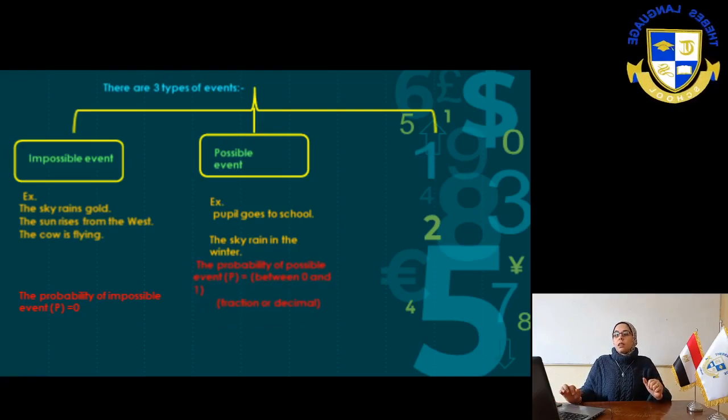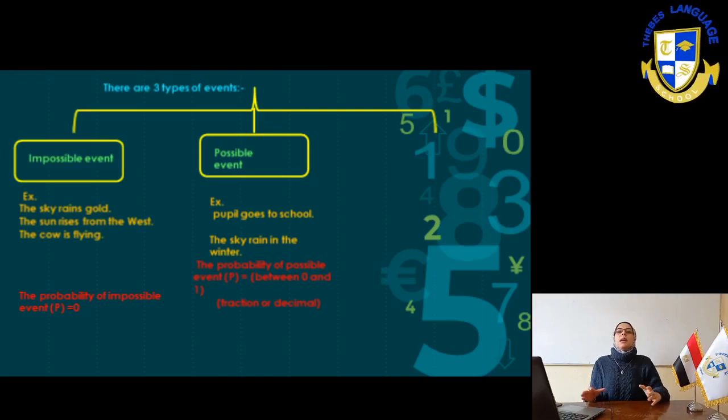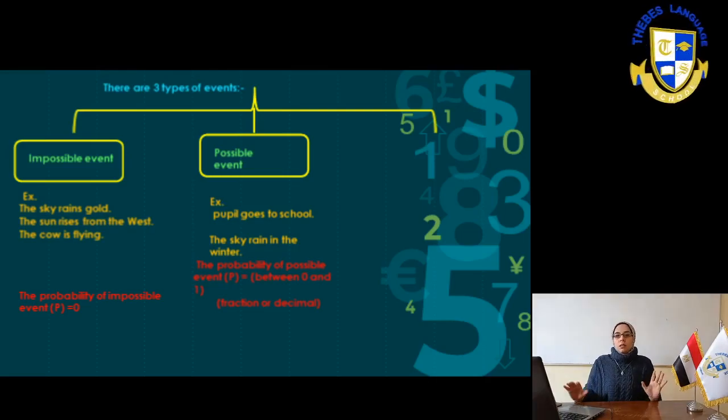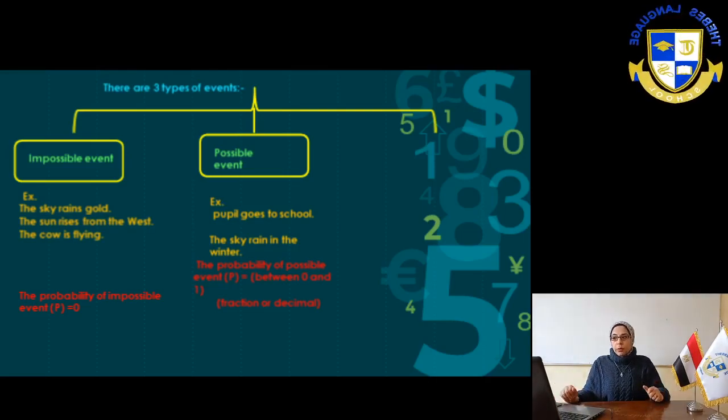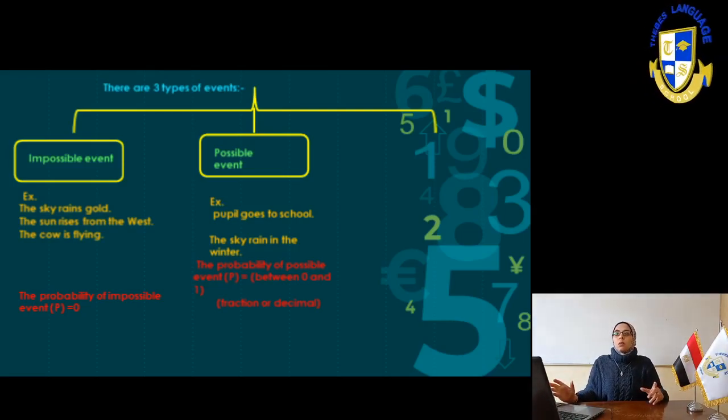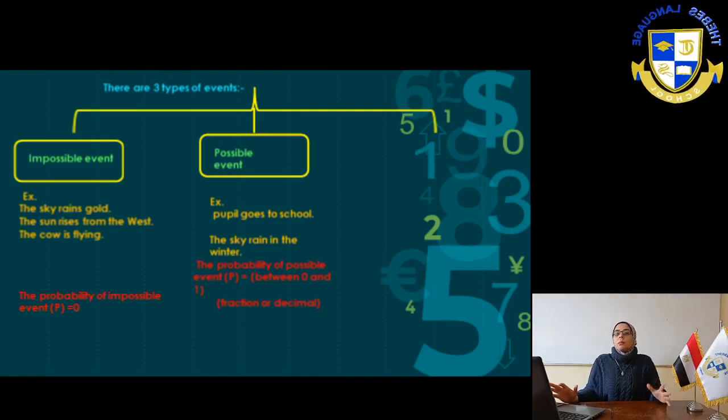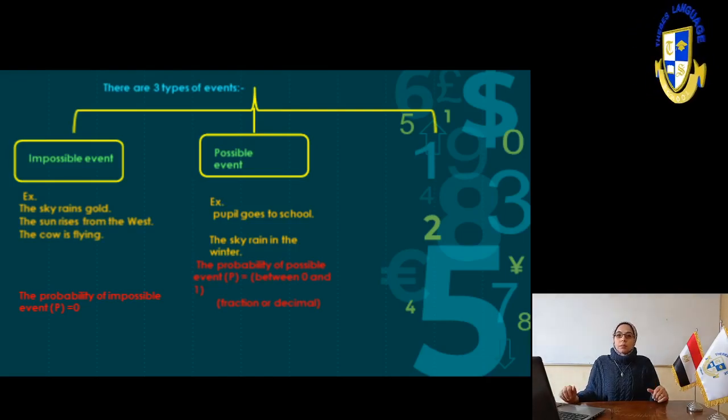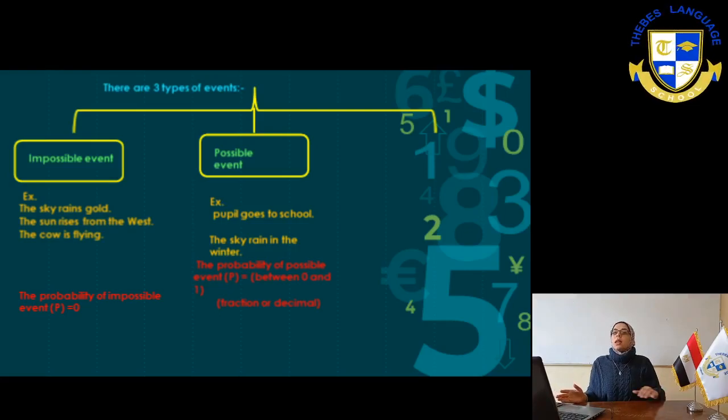Okay? The possible event. Possible, that means maybe happen, maybe not. We aren't sure. Examples: people go to the school. We can go to school and sometimes we are absent. So it's possible to happen. The sky rains in the winter. It's possible. Some days the sky rains and some days not.